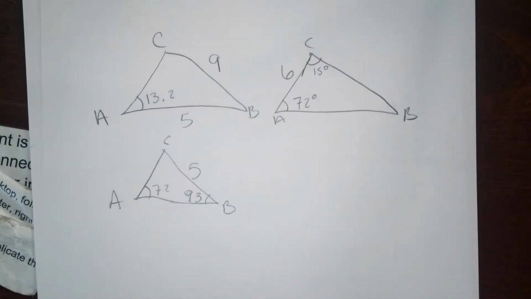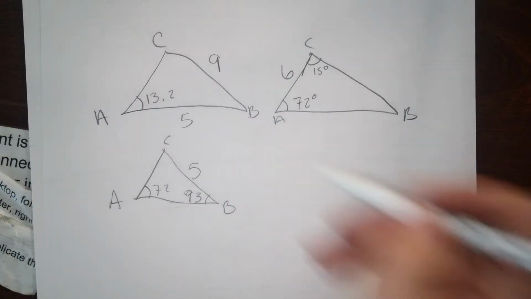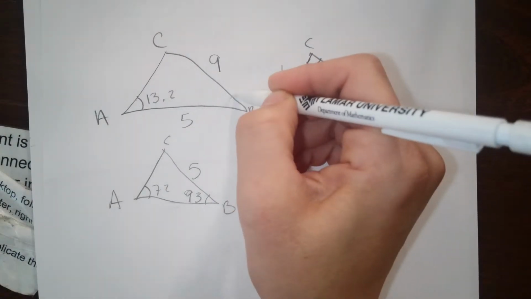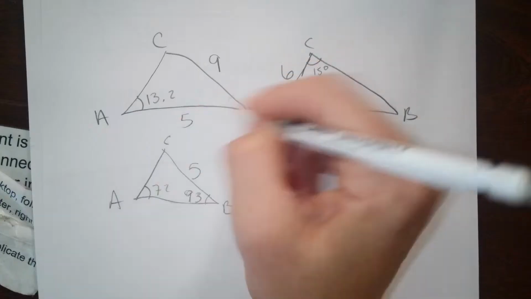All right, so I've got three different triangles up here with different information. Looking at this first one, I have two sides and an angle. Where is the angle? Is it in between my sides, or is it on the side? If I had this angle right here, I would have a SAS triangle, side, angle, side.